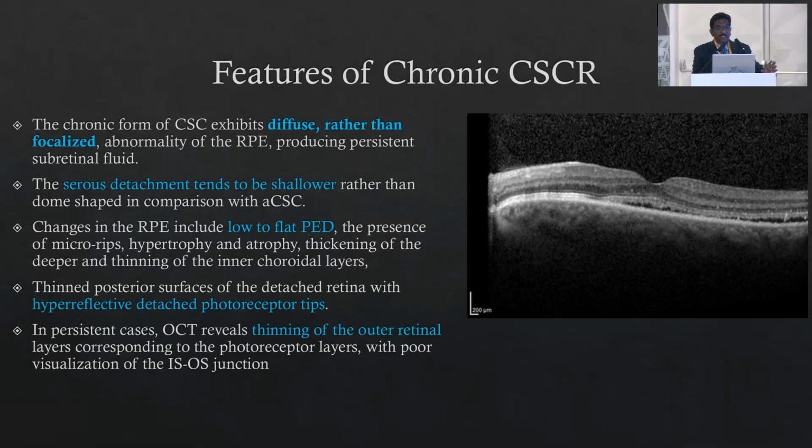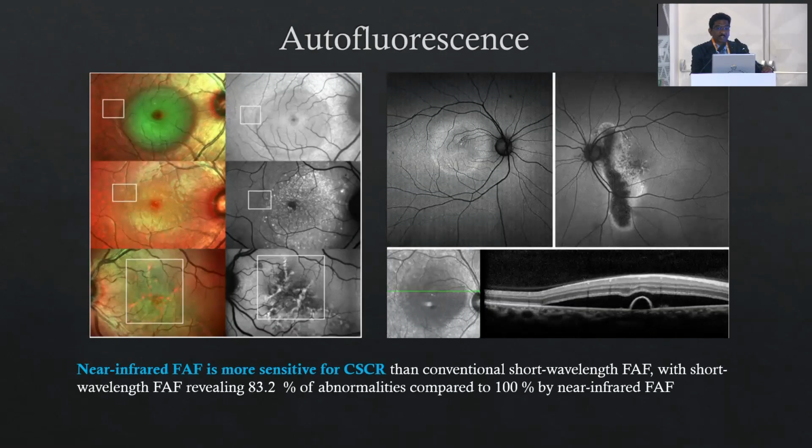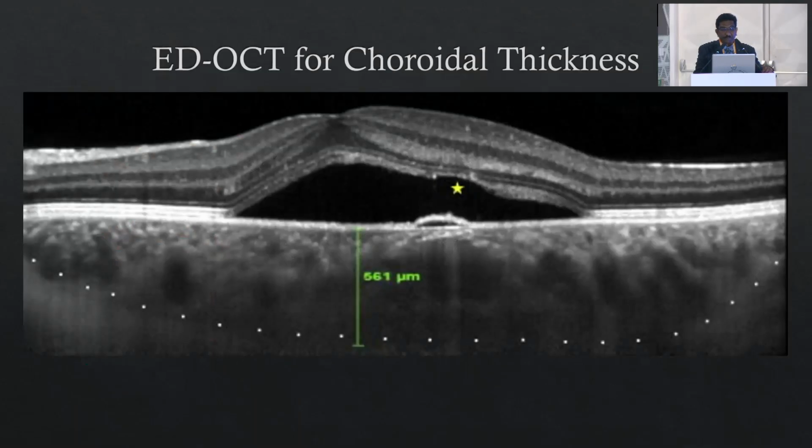In the OCT, again, you have a very diffuse disease, a shallow or a flat PED will be there, then hyperreflective detached photoreceptors may be seen underneath, in the lower part, the outer retinal layers. And in very chronic cases, you may see thinning. Autofluorescence actually gives you a better picture, showing you a wider range of the disease activity, and especially the infrared is better than the shortwave conventional FAF.